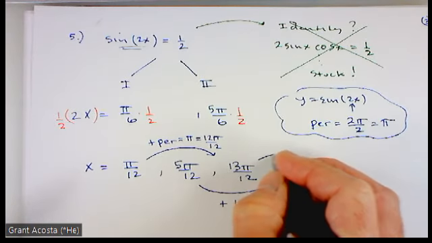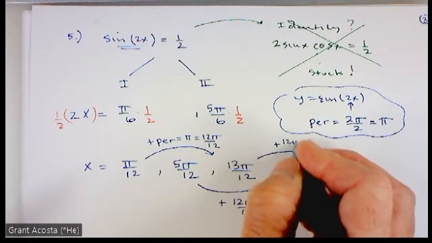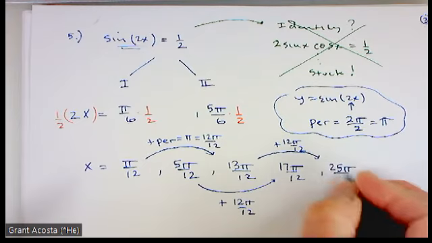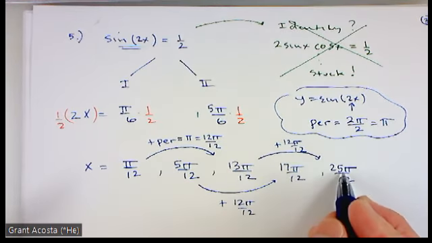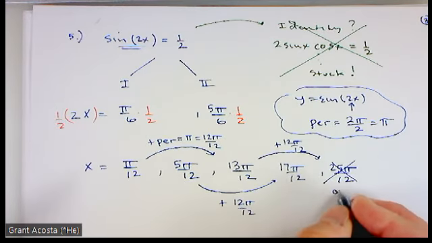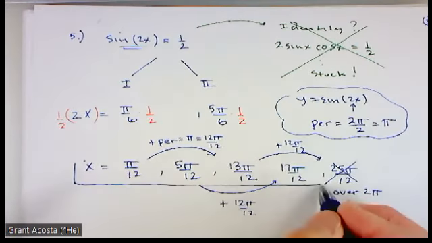Now, reminder, how do you know when to stop? If I kept going and added 12 pi over 12 to this answer, that's going to give me 25 pi over 12. But notice that's over 2 pi. 2 pi in 12ths would have been 24 pi over 12. So we know we've gone too far. This is over 2 pi, so we can just stop with these four answers.